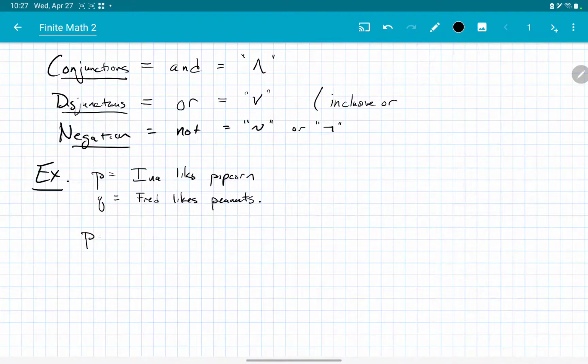So then P and Q is now a compound statement of both of those two statements. And the compound statement is Ina likes popcorn and Fred likes peanuts.